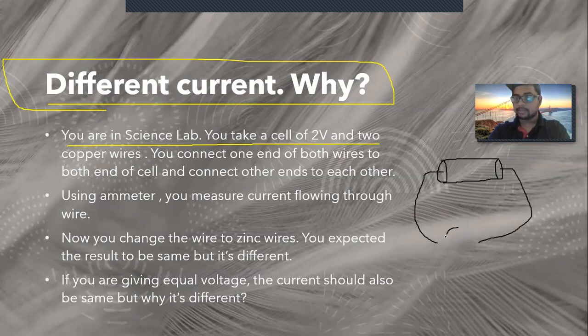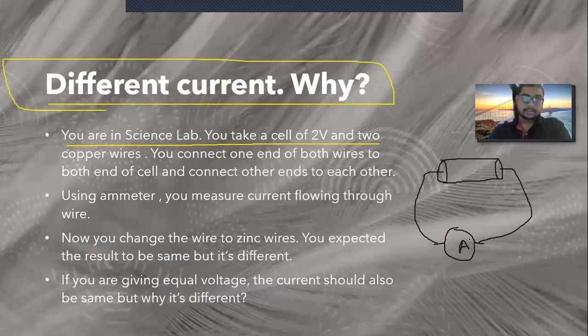You connect an ammeter to measure the current. Okay, an ammeter is a device with which you measure the current. Now, let's say the current in this setup is 5 amperes. Okay, 5 amperes is actually a very large current. It is not possible for such a small cell to make this huge a current, but consider it for the time being. Now, you change the wires to zinc wires.